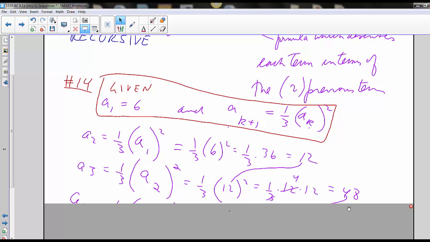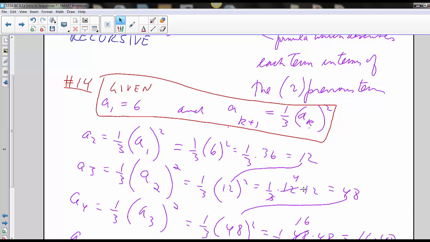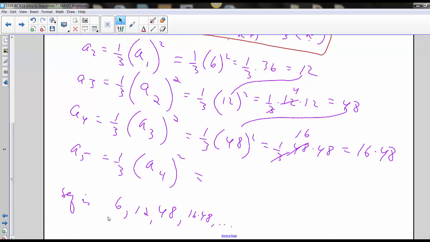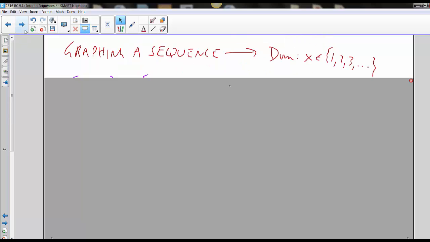And that process keeps going on. The fourth term will be 1/3 times the third term squared, and etc., etc., etc. Okay? So the sequence is actually 6, 12, 48, and then whatever 16 times 48 is. I really don't care. It's too big.